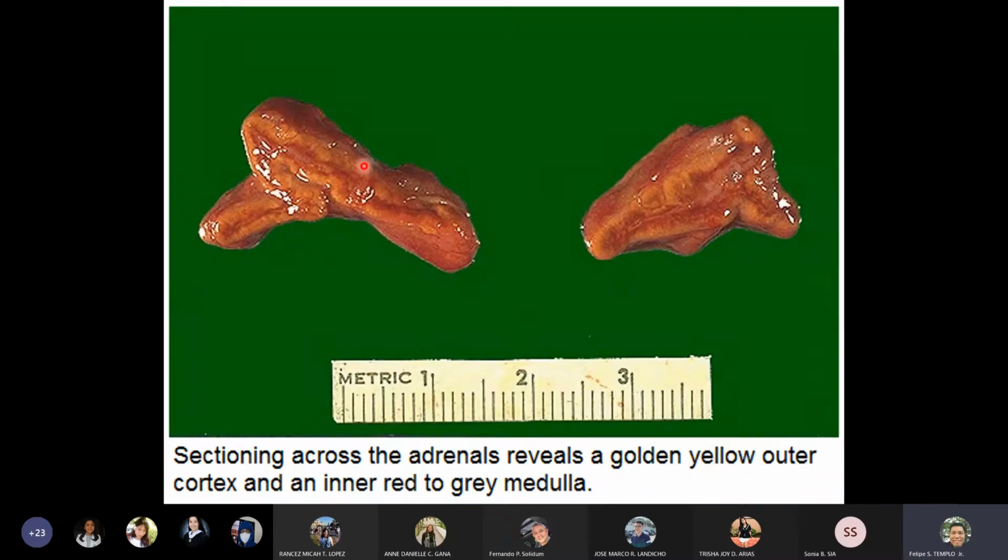The cut section shows a yellow cut surface. The fats are yellow, so you can see through here. That is the cortex, because the cortex is mainly made up of fat, while the inner medulla is reddish because there is an abundance of blood supply in there.